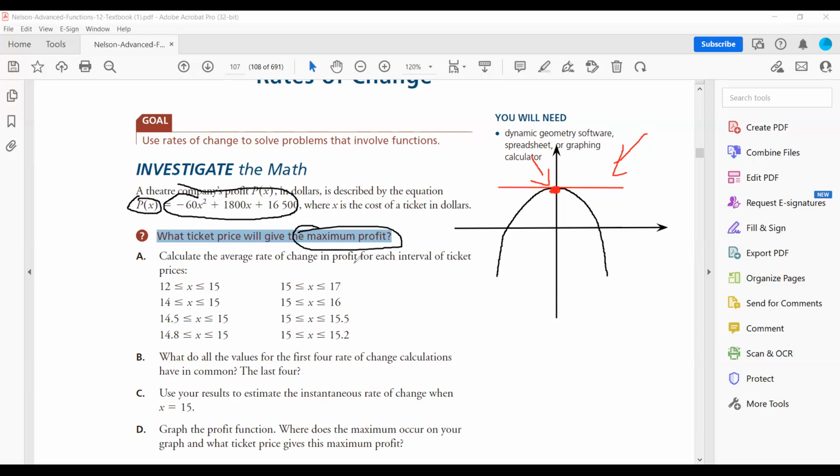Calculate the average rate of change in profit for each interval of ticket prices. So, Ahmad, please evaluate the average rate of change for these two intervals, and Yasser will evaluate the rate of change for these two intervals, while I will evaluate the rate of change for the other intervals, so we can work together.